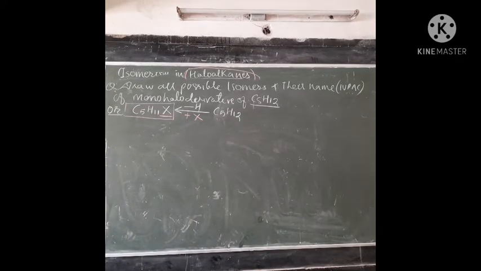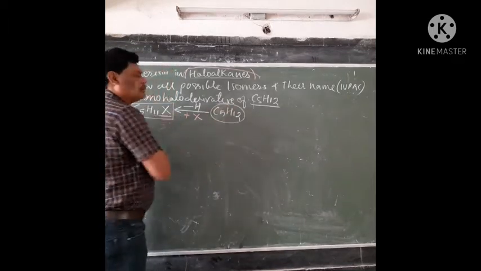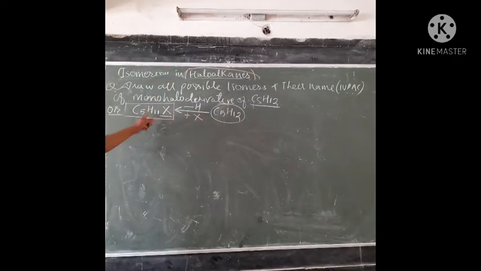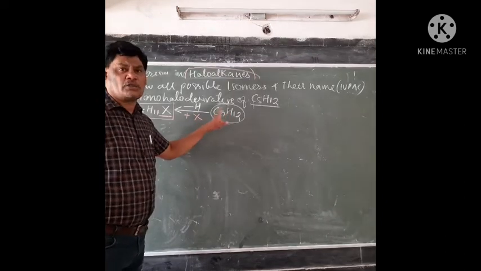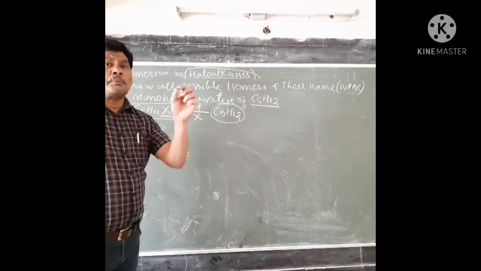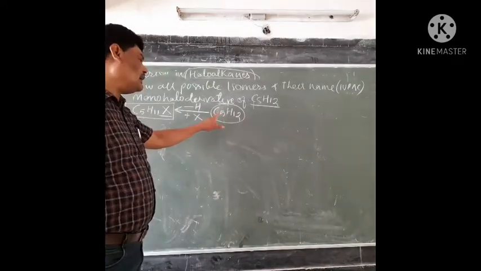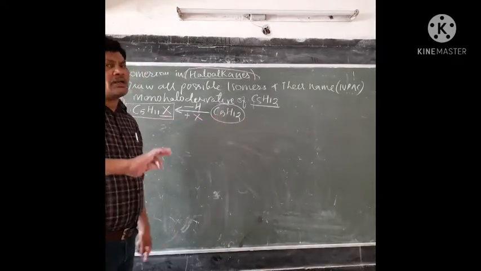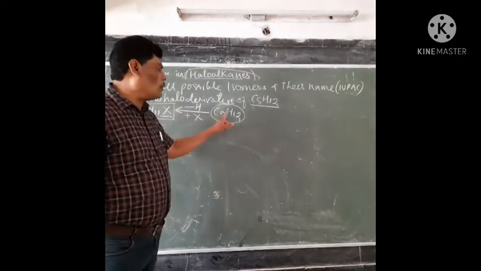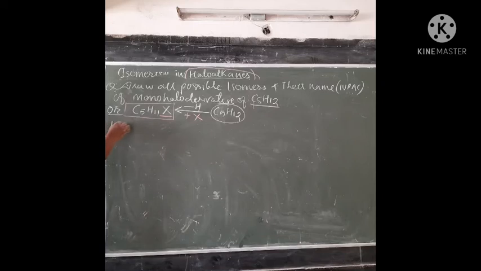So student, how to find the answer? It is very simple. You just focus on the main compound from which it is derived. The main compound is C5H12. How many possible isomers are there? There could be functional isomers or chain isomers. C5H12 will not show functional isomerism. It can show only chain isomerism.